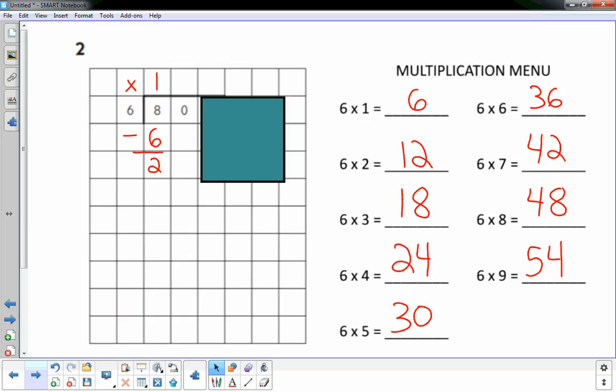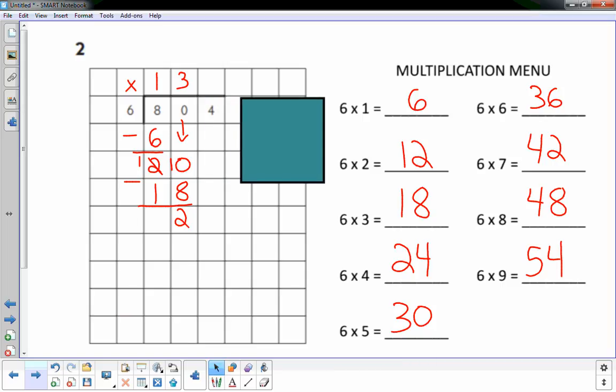I slide this over. It's a 0, and it comes down. I put it together with the 2, and I have a 20. How many 6's could go into 20? 3 6's could. 3 times 6 is 18. Then I subtract again. 20 minus 18 is 2.